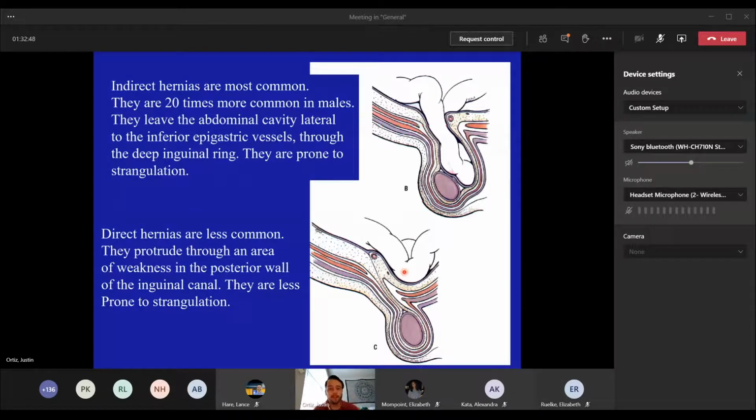Again, indirect hernias are 20 times more common in males, just because of the spermatic cord descending into the scrotum, and then they're also prone to strangulation, right? So if you think about it, if your intestines are just going into your scrotum, right, obviously some strangulation is bound to happen, right? So that's why indirect hernias are very dangerous in regards to strangulation. If you have intestines going down there, it can lead to necrosis of that.